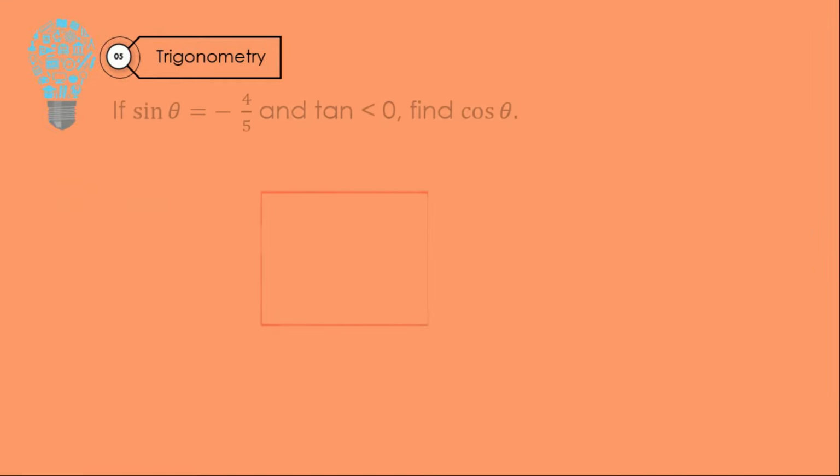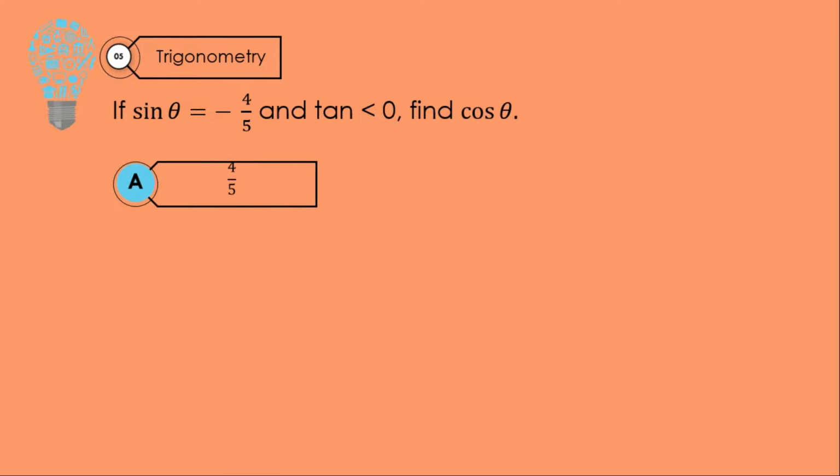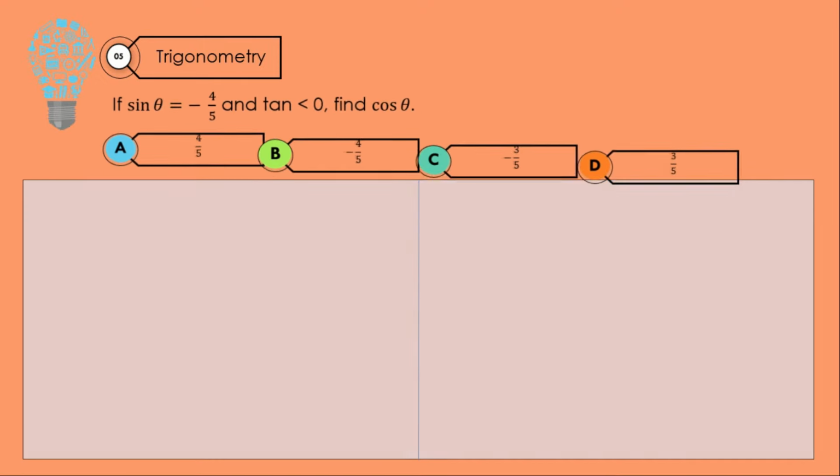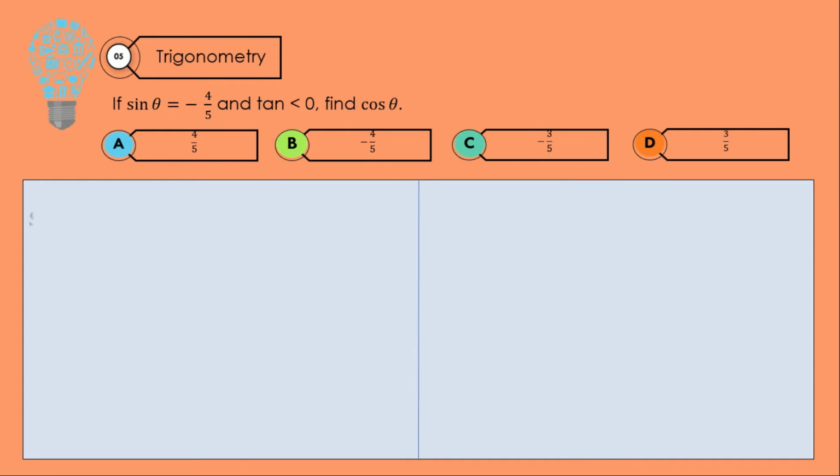Let's read the fifth problem. If sine theta is equal to negative 4/5 and tangent is less than 0, find cosine theta. A. 4/5, B. Negative 4/5, C. Negative 3/5, D. 3/5. Now let me first introduce to you the signs of trigo functions.